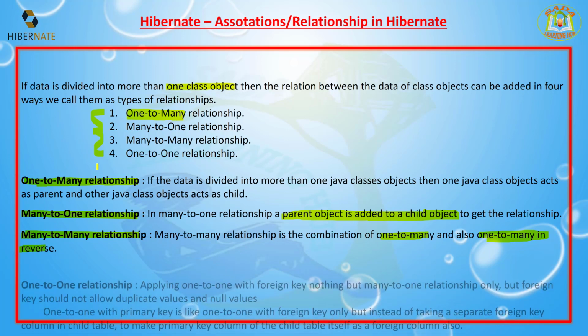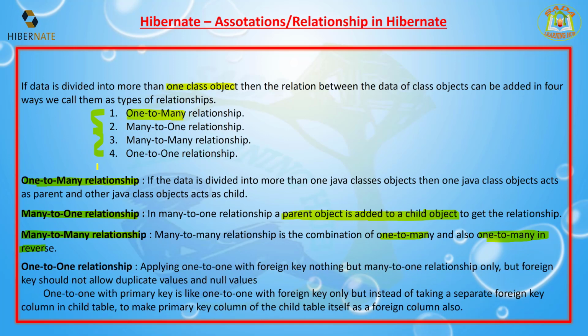The next relationship is one to one relationship. Applying the one to one relationship with foreign key is nothing but many to one relationship, meaning one parent and one child. But the foreign key should not allow duplicate values.